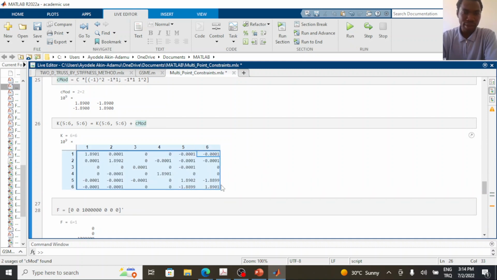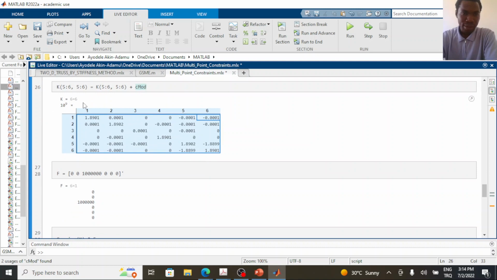So this is our final modified global stiffness matrix.